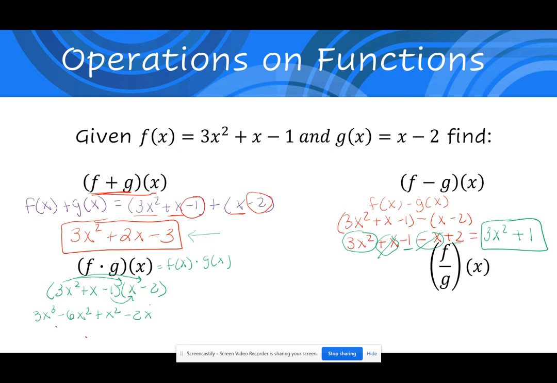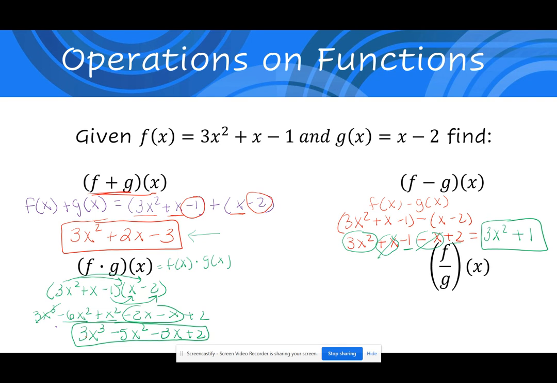And then we have -1 times x, minus x. -1 times -2 is plus 2. Then you combine all your like terms. So we have 3x cubed, minus 6x squared plus x squared is minus 5x squared, minus 3x, and plus 2. So this is our new equation, or our new function for f times g.